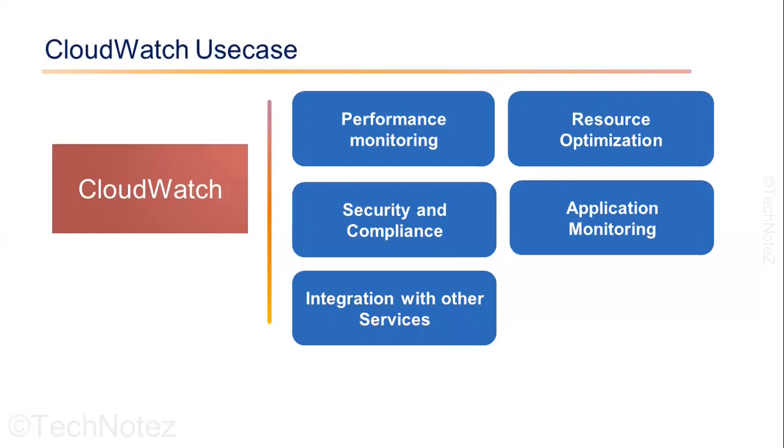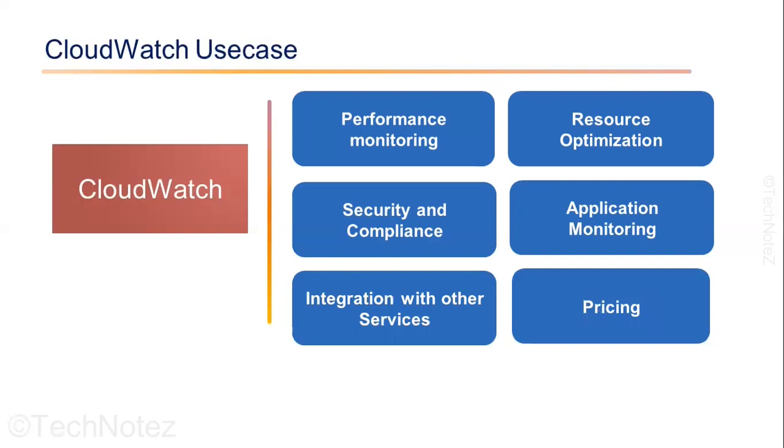CloudWatch can be integrated with a wide range of AWS services, including Amazon EC2, Amazon S3, AWS Lambda, and many other AWS services. You can use AWS CloudWatch with any services that support CloudWatch metrics and logs. Pricing. CloudWatch offers a free tier that includes basic monitoring and alarm functionality. Additional charges apply for more advanced monitoring features such as custom metrics and dashboards.